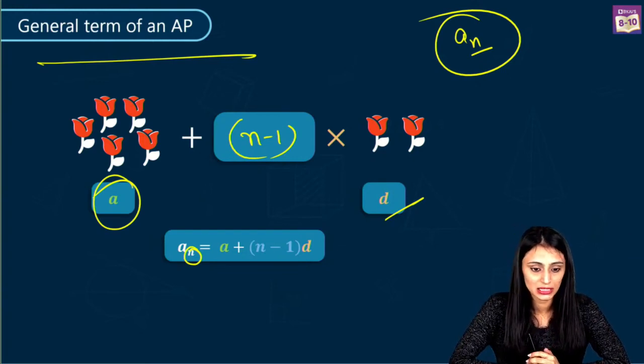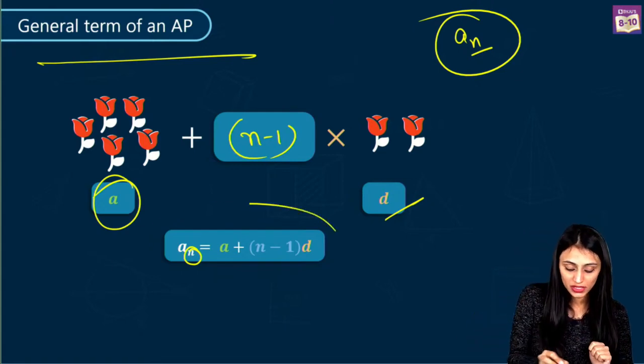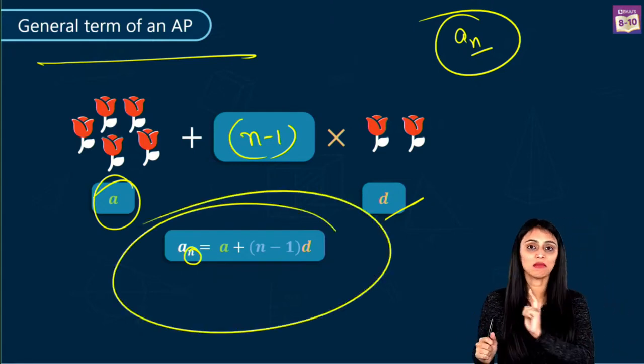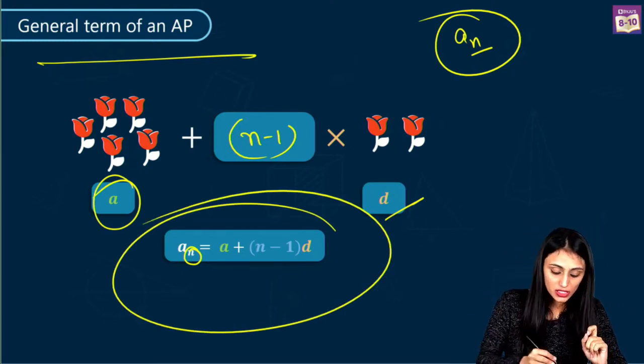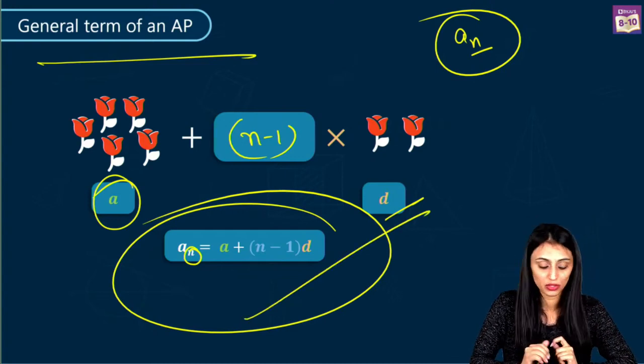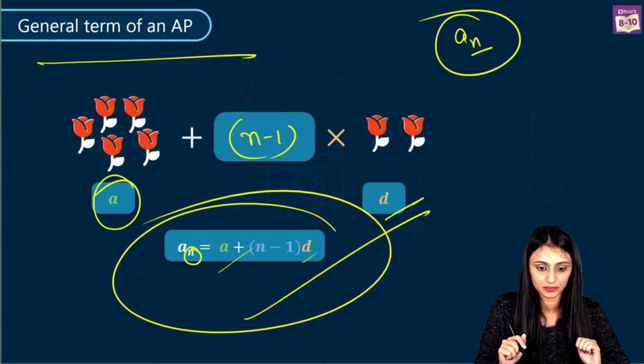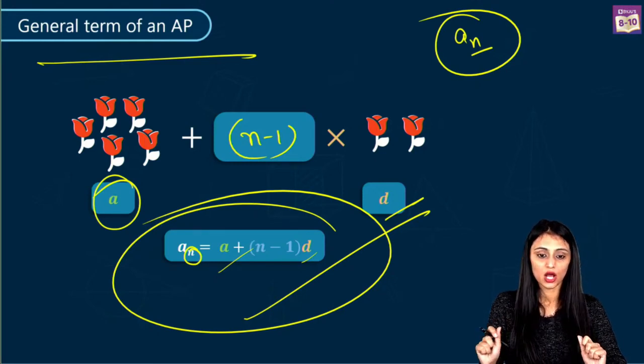Correct. So general term is, remember this formula, an is equal to a plus n minus 1 times d. That's the nth term formula for an AP. Using this, you can find out any term of an AP if you have the information given. Yes? So I hope this is clear how to find the general term.